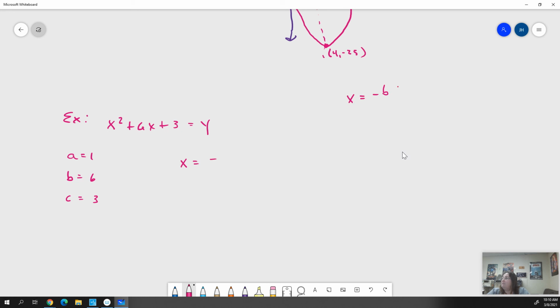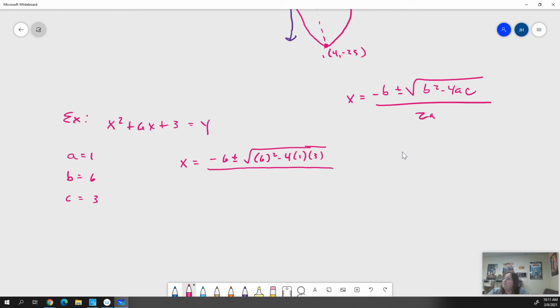x equals minus b plus or minus the square root of b squared minus 4ac, over 2a. So we know our b is 6. So we're going to have minus 6 plus or minus the square root of 6 squared minus 4 times a, which is 1, and c, which is 3. I like this problem because the numbers are nice and simple for us. All over 2 times a, which is just 1. And then we're going to start solving these.